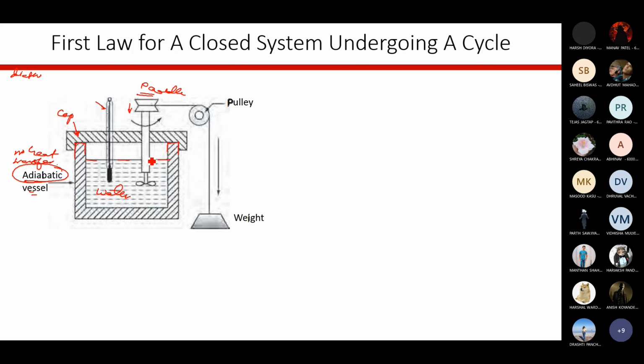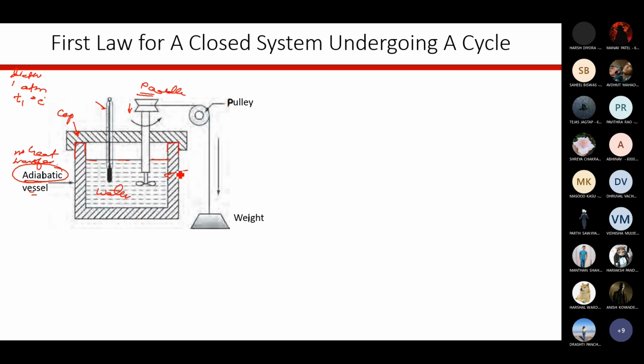So through this you can give the work input to the system, and the stirrer will be operated by lowering the weight, and the moment you stir the water which is present in the vessel, naturally, as the work input is given to the system, the temperature of your water will increase, right? So initially we will assume that this water is at atmospheric pressure, 1 atmosphere, and the temperature of the water is, let us say, T1 degrees C, right?